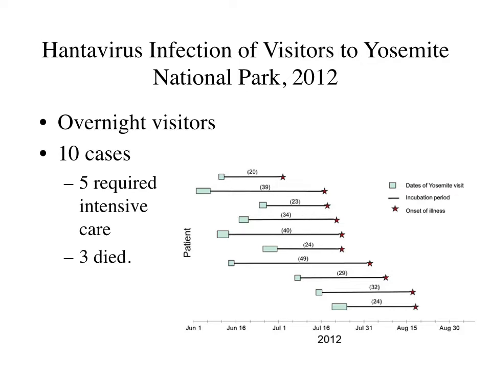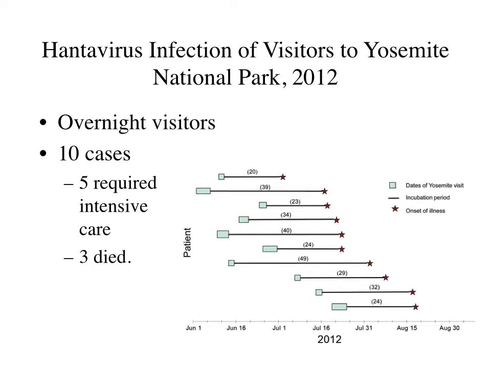There was an outbreak of hantavirus in visitors to Yosemite National Park in 2012. The NPS public health officials believe that the people became infected while staying at the Signature Tent Cabins in Curry Village in Yosemite National Park. So they did very careful epidemiological studies and tracked down the people.